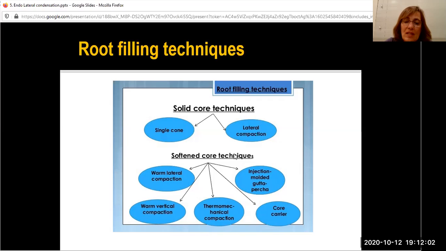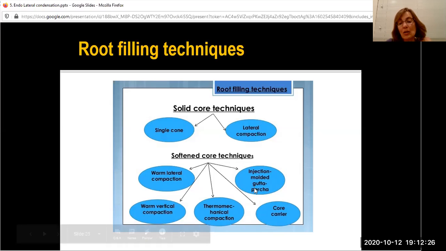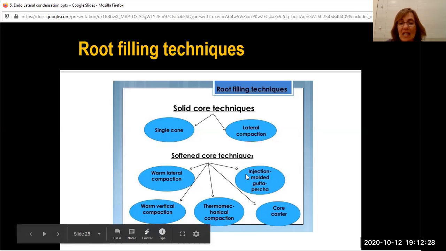With the softened core technique, you have lateral compaction, but it's with warmth. You are actually heating the gutta percha so it kind of blends one with the other. You also have warm vertical compaction. You have thermomechanical compaction, injection-molded gutta percha, and a core carrier.